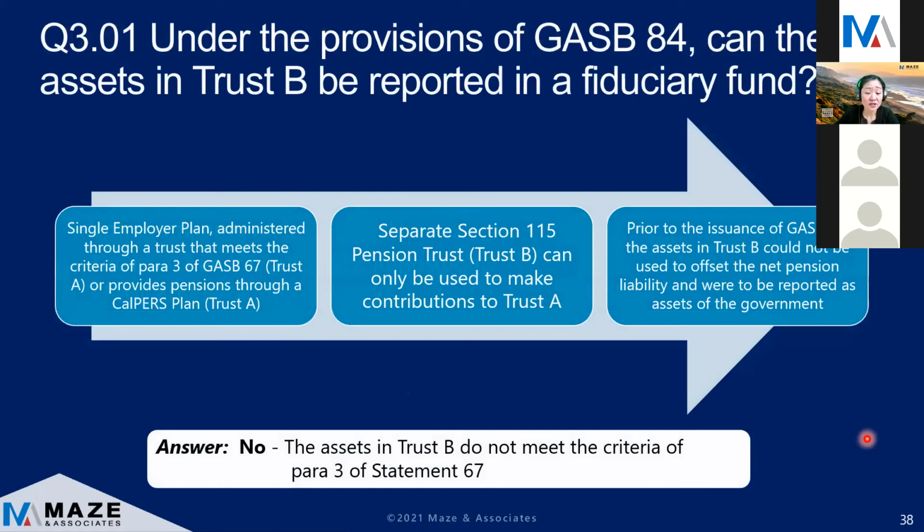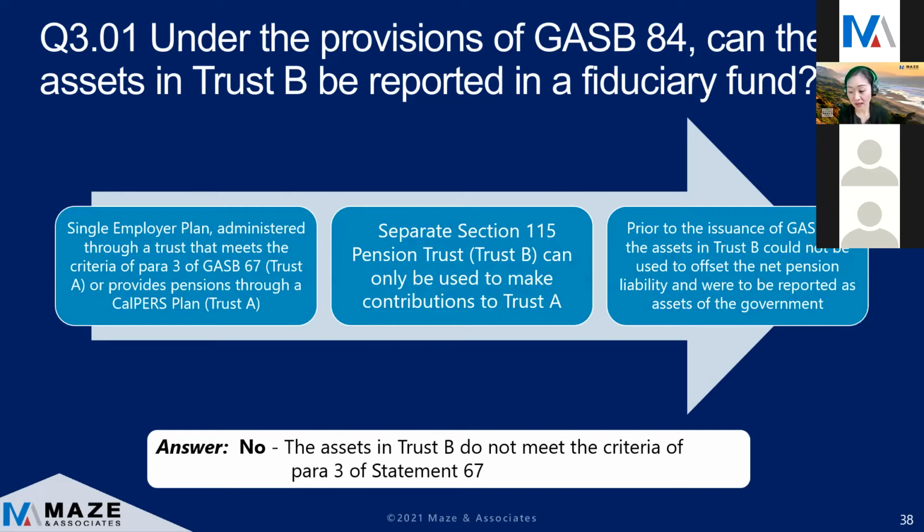So now I wanted to talk about this question because I think this is getting more and more popular, when your agency has a Trust A and a Trust B. What that means is Trust A is your original pension trust or your OPEB trust, and then there is a separate trust that's set up. Trust B can only be used to make contributions to Trust A, okay? Before 84, it was very disappointing to a lot of you that you could not net the assets in Trust B with the net liability in Trust A.